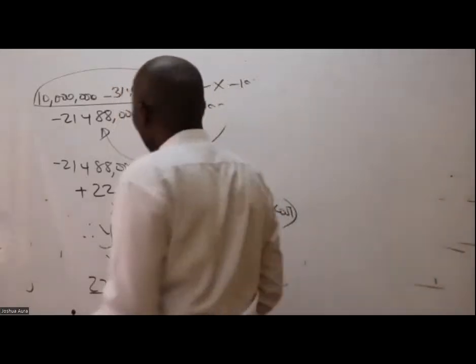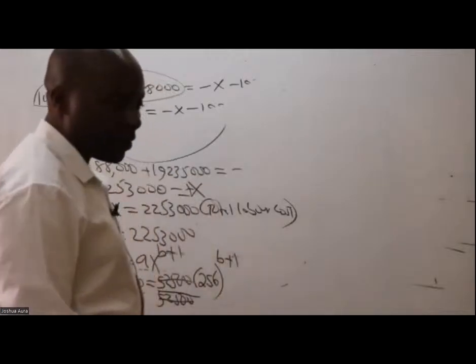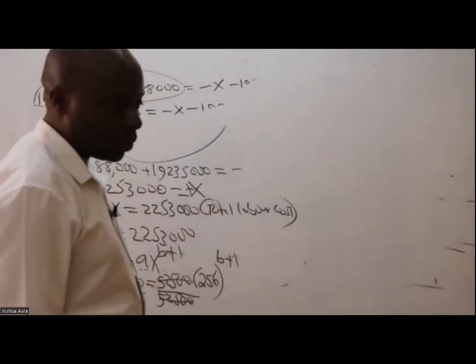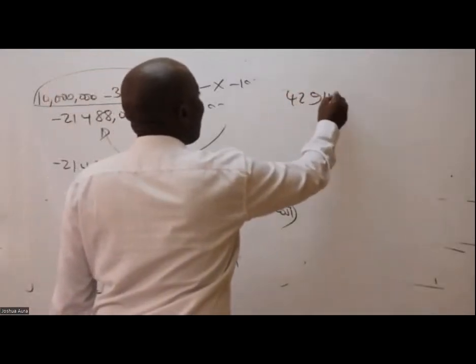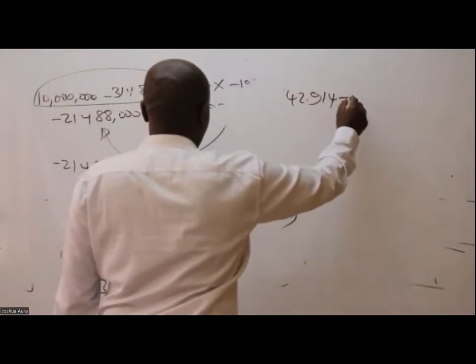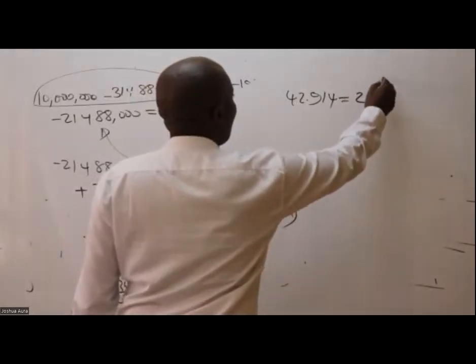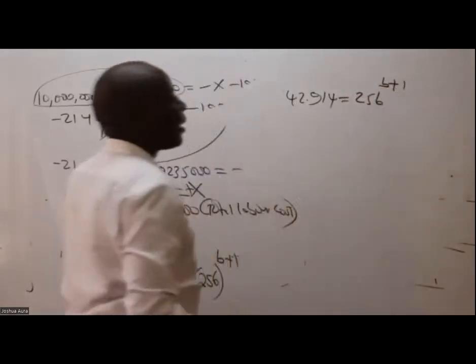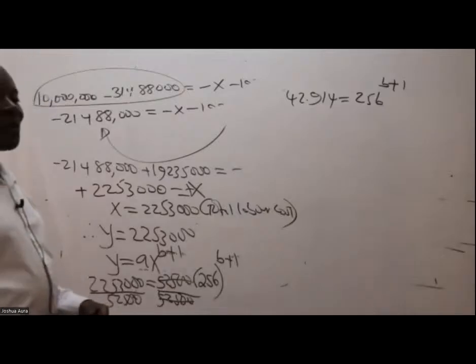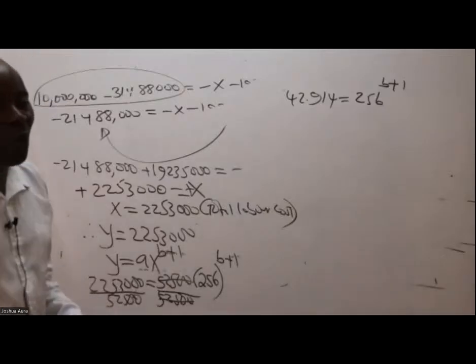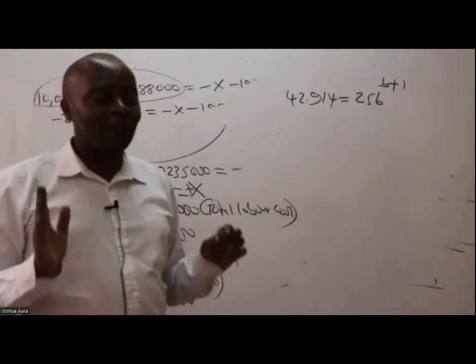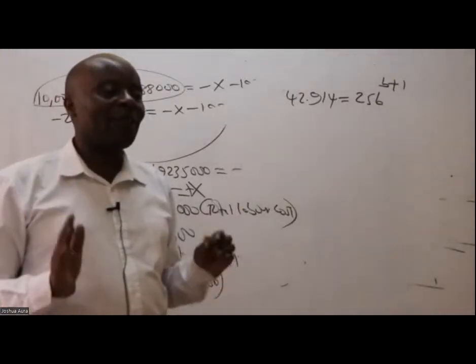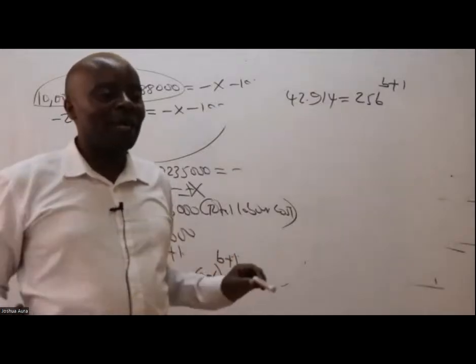So you divide, what are we getting? We have 42,914 equals 256 raised to b plus 1. So our role this afternoon is to ascertain the value of b. When I get the value of b, I'll be so happy.